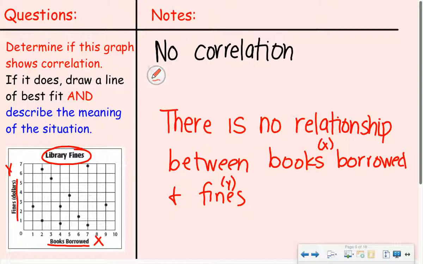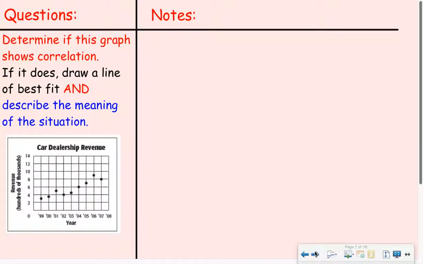So those two things, one doesn't depend on the other. If you borrow more books, you don't necessarily have more fines. If you borrow fewer books, you don't necessarily have less fines. So they found no relationship between those two things. Some people borrowed a ton of books and never had fines. Some people borrowed only a few books and had lots of fines. It could be all over the place.